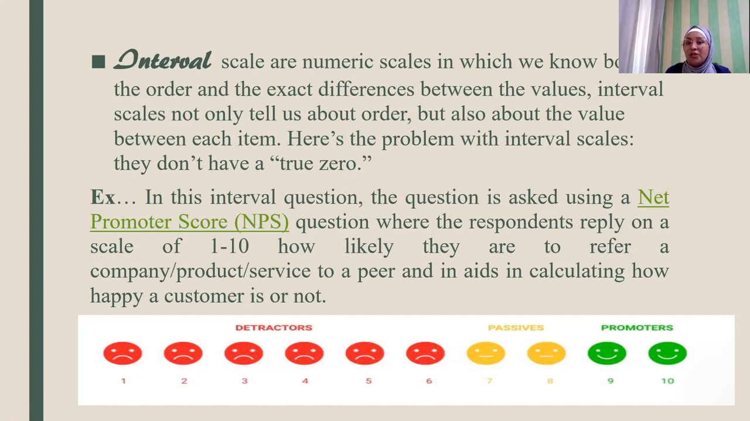On the other side, the interval, it's a numeric scale. It's a numeric. It's related to number. I actually can see the order of the things. This is why, in this case, not only tell me about the order of the things, but actually, I give a value for each item.